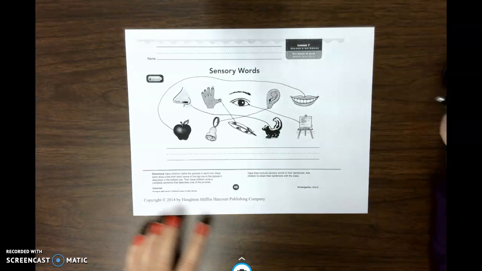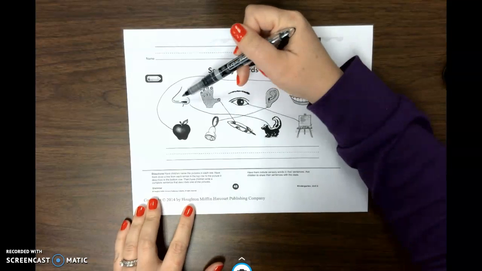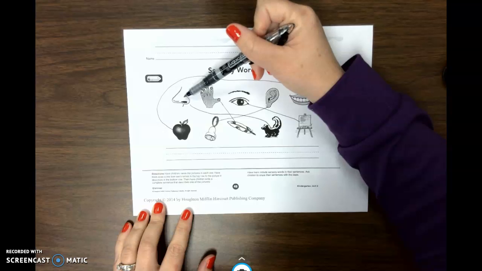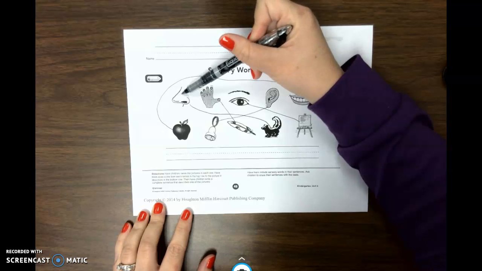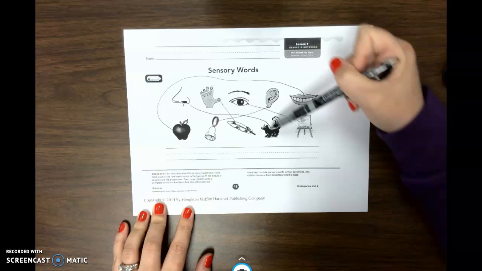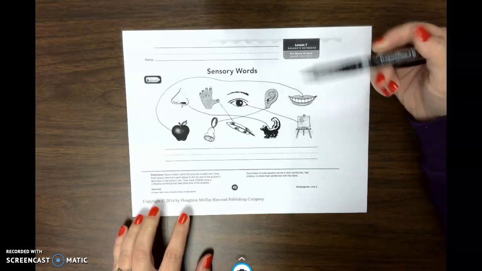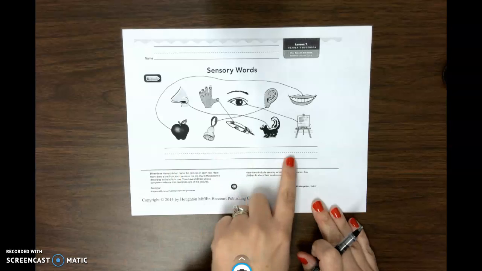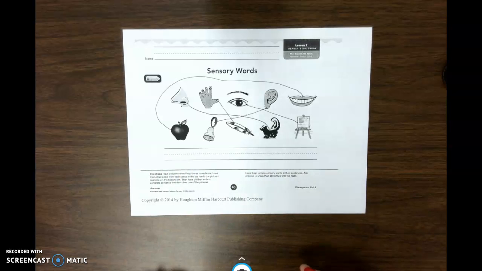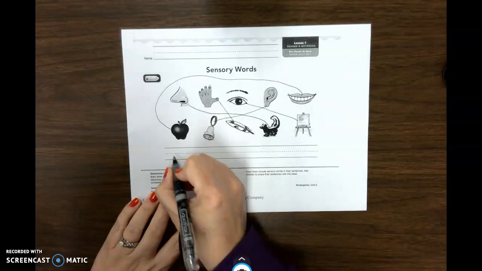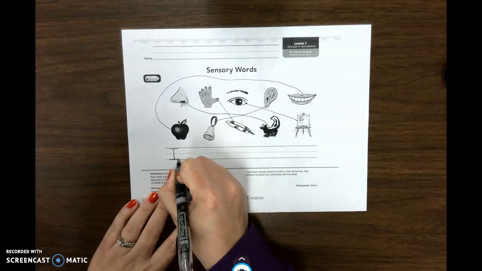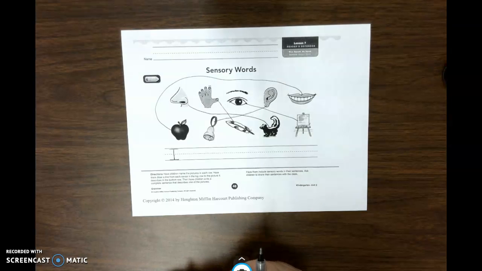So I'm going to choose nose. So I'm going to build the sentence: what do you do with your nose? You smell. So I smell a what? Skunk. That's going to be our sentence we're going to write. We're going to write it right here together on this line. I smell a skunk. All right, so we're going to start with an I. We'll write uppercase I. We always start a sentence with an uppercase letter.